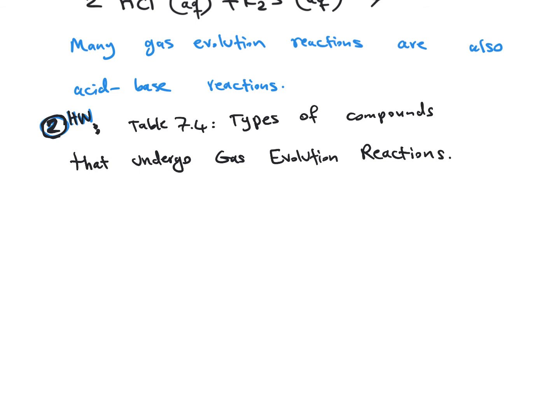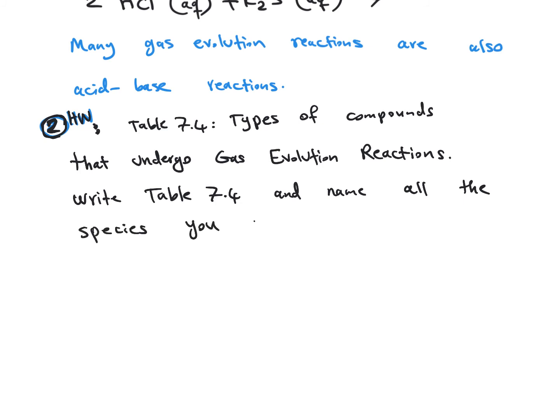So what I'm asking you is just write that table, because I just want you to see those reactants and then what they produce. So I just want you to write that table. That is easy. Just go to that table and then write that table for me. Write table 7.4 and name all the species you see.